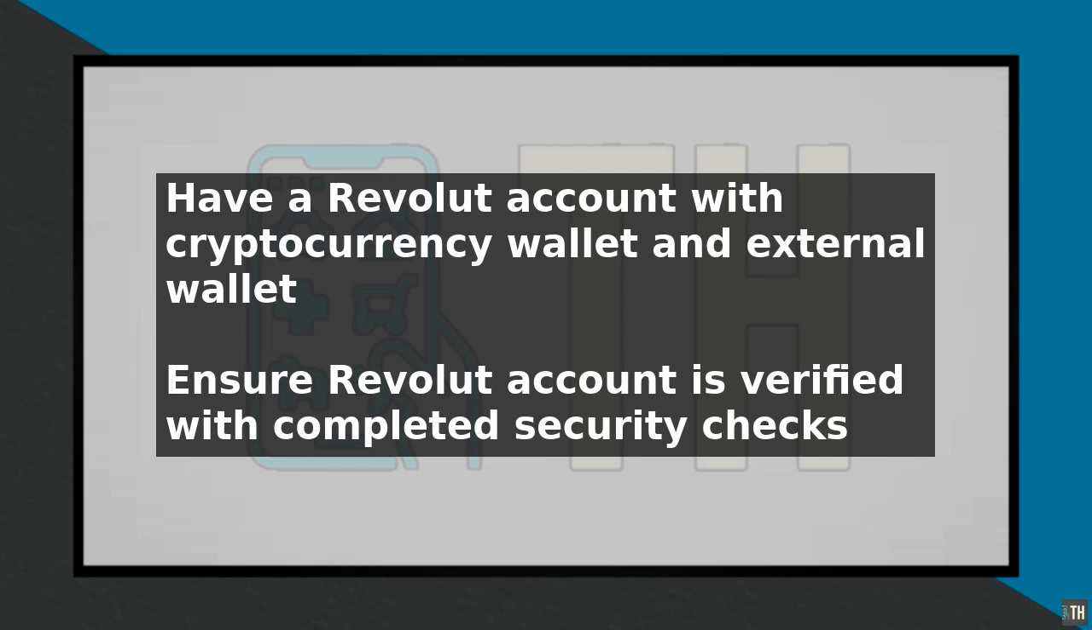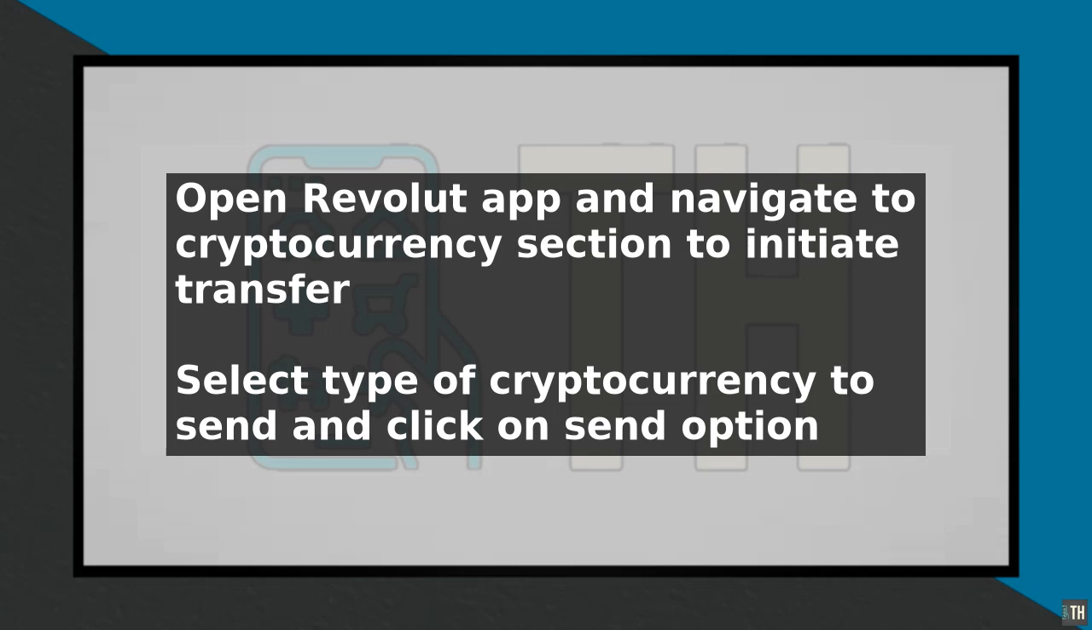To initiate the transfer, open the Revolut app and navigate to the cryptocurrency section. Select the type of cryptocurrency you want to send, such as Bitcoin or Ethereum, and click on the Send option. Next, you will be prompted to enter the recipient's wallet address. This is the public address of your external wallet where you want to receive the funds. Make sure to double-check the address to avoid any errors, as cryptocurrency transactions are irreversible.